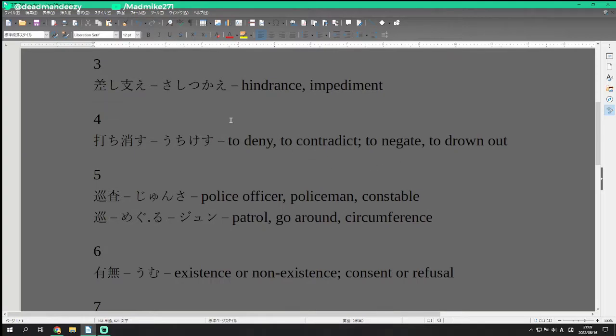Number three is sashi tsukae. Sashi on the left side is to point out a difference or to differentiate, and tsukae on the right side actually means to support. So how this means a hindrance or an impediment, I'm not really sure. Sasae would be the way I pronounce this, but it's actually tsukae. Sashi tsukae is a hindrance or impediment.